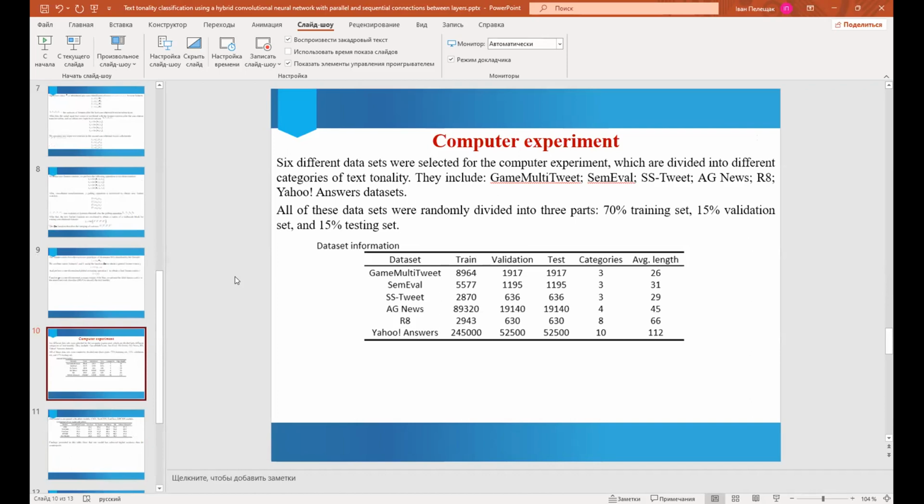In the computer experiment, six different data sets were selected, which are divided into different categories of text tonality. They include game multi-tweet, sim evol, SS tweet, AG news, R8, and Yahoo answers data sets. All of these data sets were randomly divided into three parts: 70% training set, 15% validation set, and 15% testing set. We can see information about the data sets in this table.